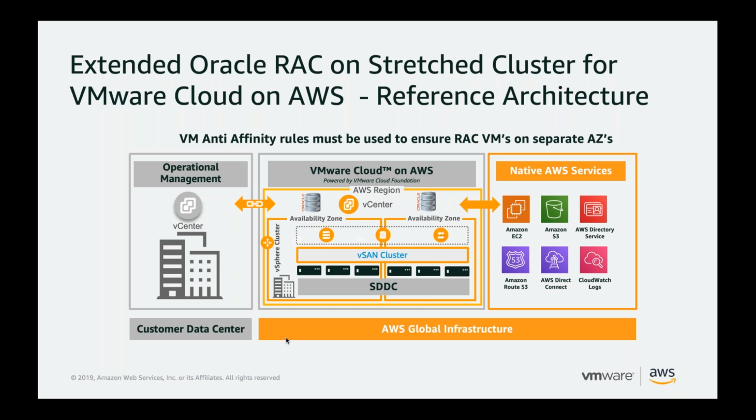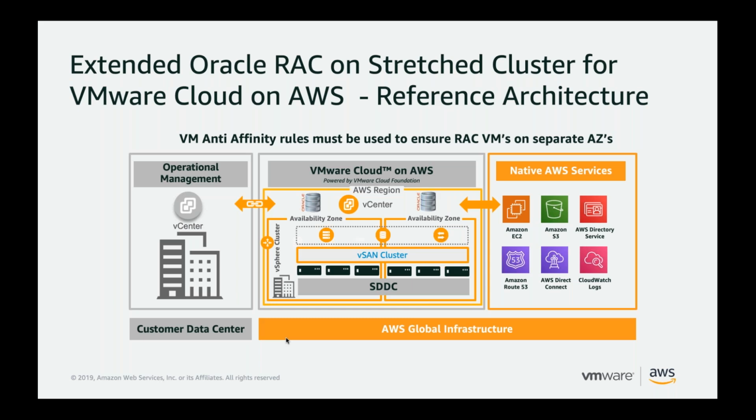So extended Oracle RAC, as we all know, provides greater availability than local Oracle RAC. Essentially, it provides site-level high availability. It provides extremely fast recovery from a site failure, and it enables all servers across all sites to actively process transactions as part of a single database cluster. So running extended Oracle RAC on stretch clusters for VMware Cloud on AWS provides the same advantages as running traditional Oracle RAC across data centers and sites, in addition to the AWS AZ-level protection that stretch clusters for VMware Cloud on AWS provide.